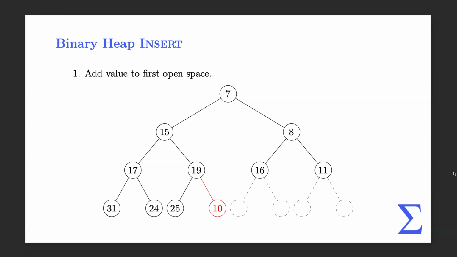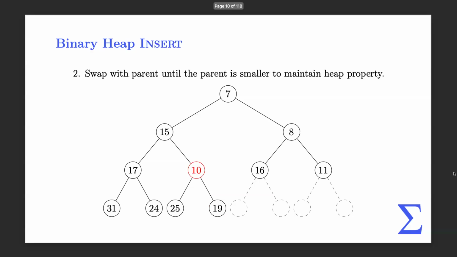So what you do to fix that is you bubble it up. We bubble up 10, swapping it with its parent until its parent is actually smaller. 19 and 15 were both larger than 10, so we swapped it. But then it gets to the point where 7 is smaller, so 10 is in a good place. And now the heap property is fixed.